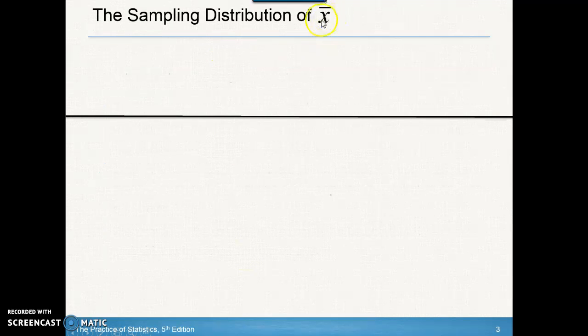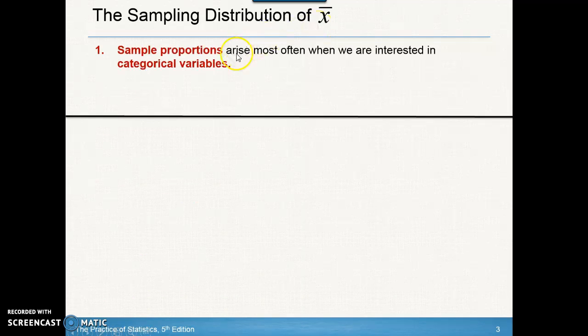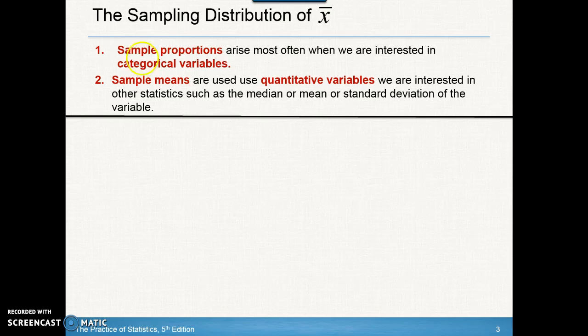All right, so let's take a look at the sampling distribution of X bar. Remember, X bar is a statistic telling us that we're looking at a mean of a sample and not a population. So how do we know when we should be dealing with sample proportions versus sample means? Sample proportions arise most often when we're interested in categorical variables. That's like the proportion of students that own iPhones versus Androids, or the proportion of students that have red hair. Those are all categorical variables; I can sort of put them into bins.